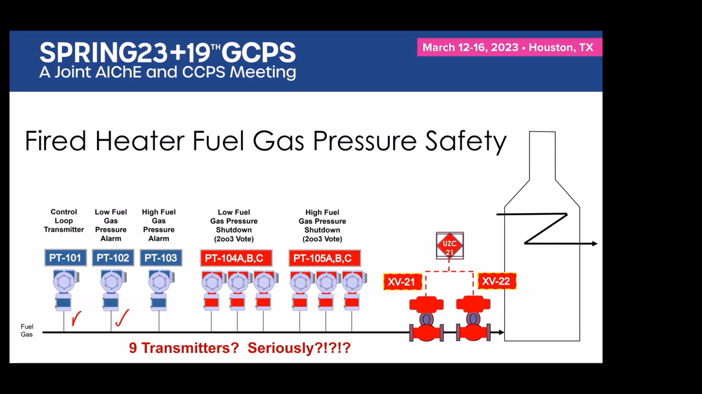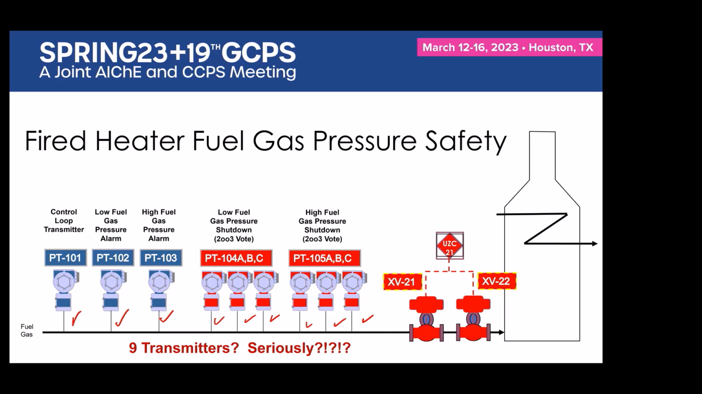Well, I also need a high pressure alarm. And for my low fuel gas pressure, I need SIL 2. So I'm going to do a 2 out of 3 vote for my shutdown system. And well, I've got high fuel gas pressure. Obviously, high fuel gas pressure and low fuel gas pressure are different. So I've got a 2 out of 3 vote for that, totaling 9 transmitters on the fuel gas. Seriously, I need to measure the fuel gas pressure 9 times. 8's not enough. 7's not enough. I need 9 transmitters. This is crazy.